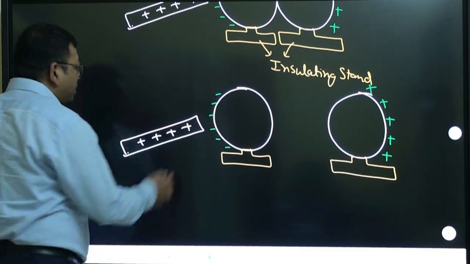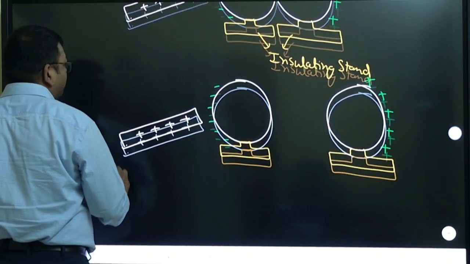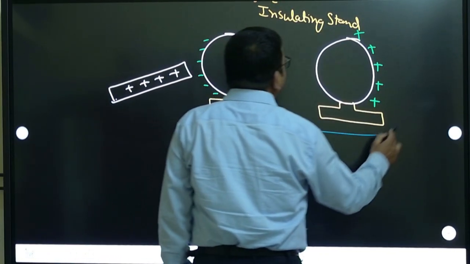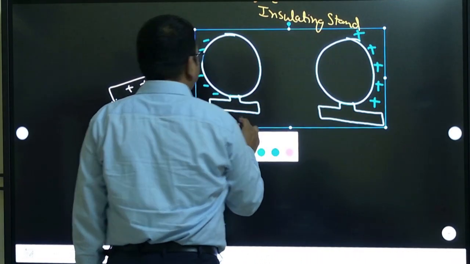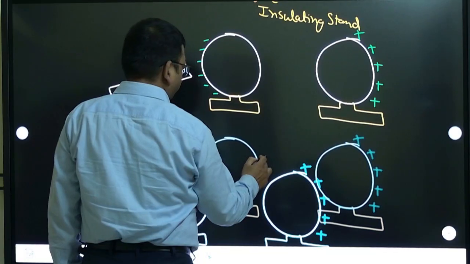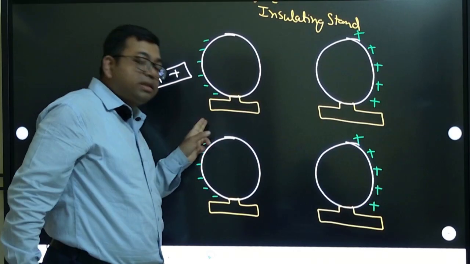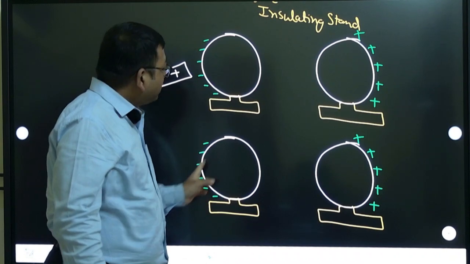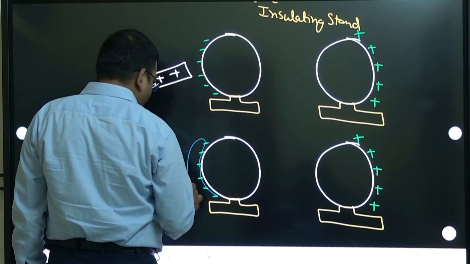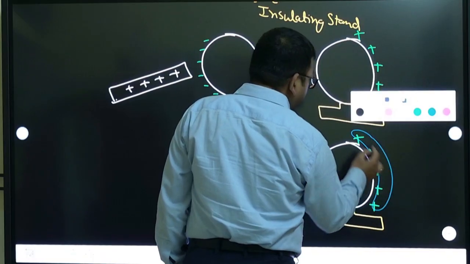Now this rod is getting removed. Remove this rod. If you remove this rod, what will happen? So that means now I will take these two bodies. Okay, now I have removed this rod, because see this negative charge now will not remain this side, rather it will come this side. So these negative charges I am going to remove now. Similarly, this side positive charge also I will remove.